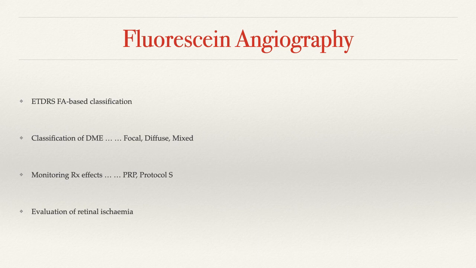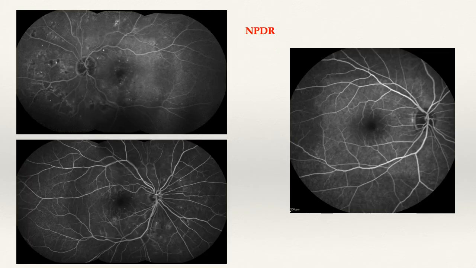On fluorescein angiography, diabetic macular edema can be classified into ischemic, focal, diffuse, and mixed. We can use it for evaluation of retinal ischemia and monitoring of treatment effects using either laser or intravitreal injections. Here are some pictures of different stages of diabetic retinopathy.